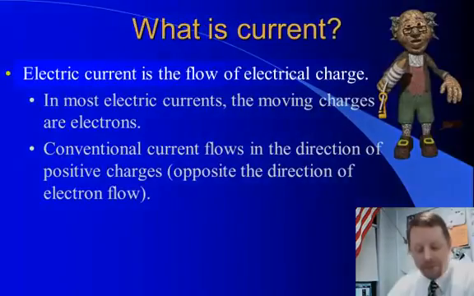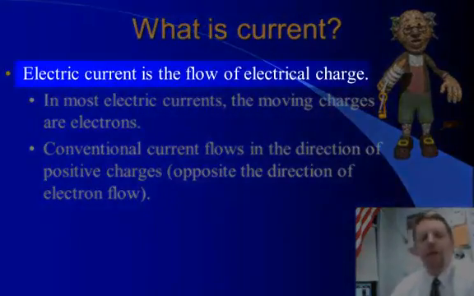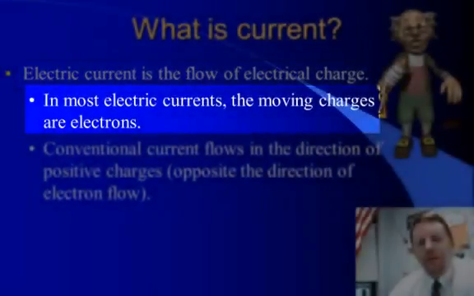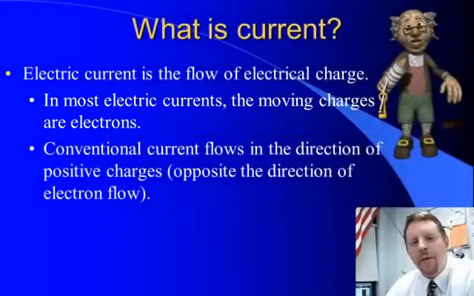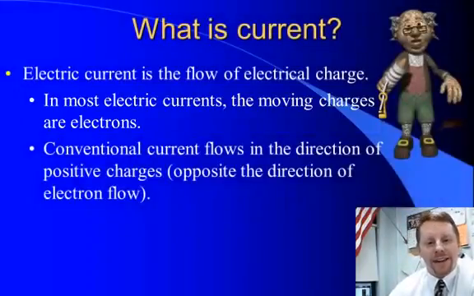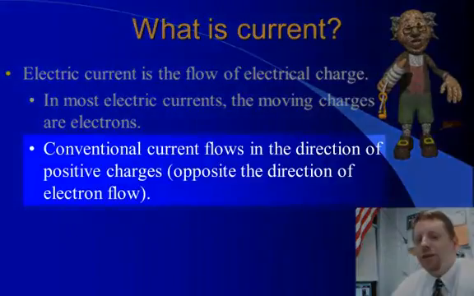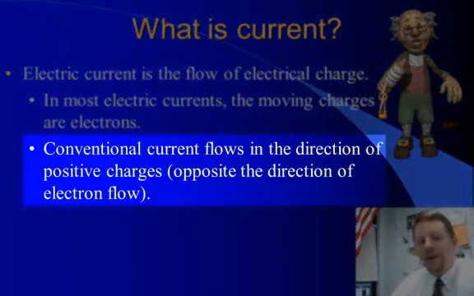What is current? Well, electric current is the flow of electrical charges. And in most electric currents, the charges that are actually moving are electrons, or negative charges. However, because of what Ben Franklin decided as he was doing some research on electricity, he called electrons the negative charge. Since they're doing most of the moving, it's a little bit confusing because conventional current flow is in the direction a positive charge would move.